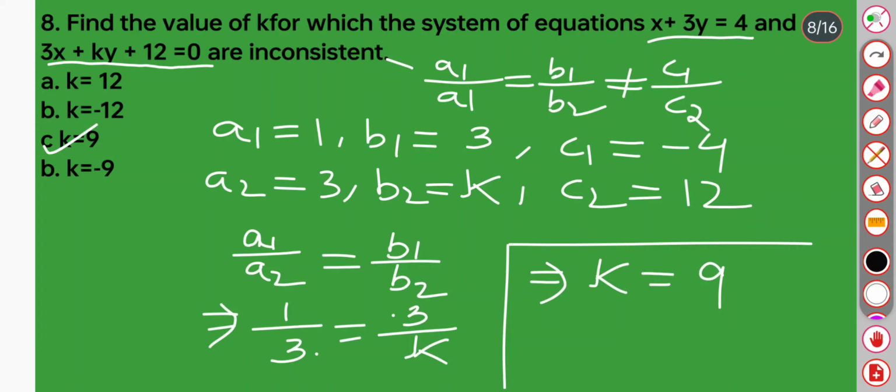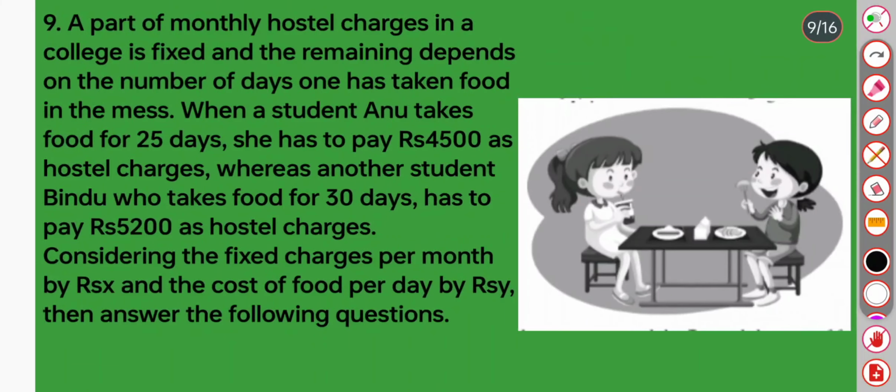Okay, let's see our next question. Question number 9 is a case-based study question. Now see the question, what is given. A part of the monthly hostel charge in a college is fixed, and the remaining depends on the number of days one has taken food in the mess. When a student Anu takes food for 25 days, she has to pay rupees 4500 as hostel charges. Whereas another student Bindu who takes food for 30 days has to pay rupees 5200 as hostel charges. Considering the fixed charges per month by rupees X and the cost of food per day by rupees Y, answer the following question. Okay, a hostel scene is given.